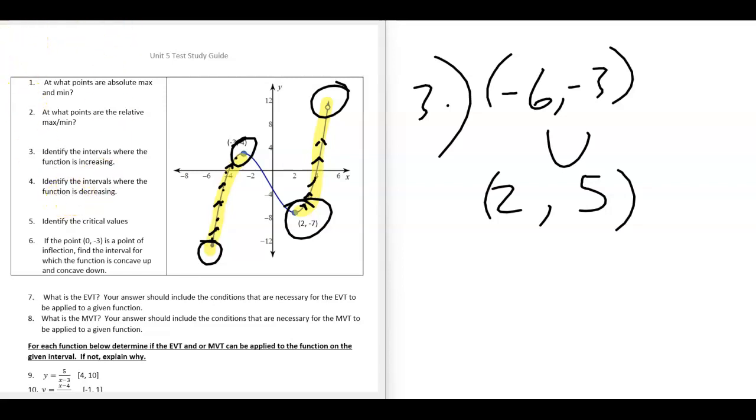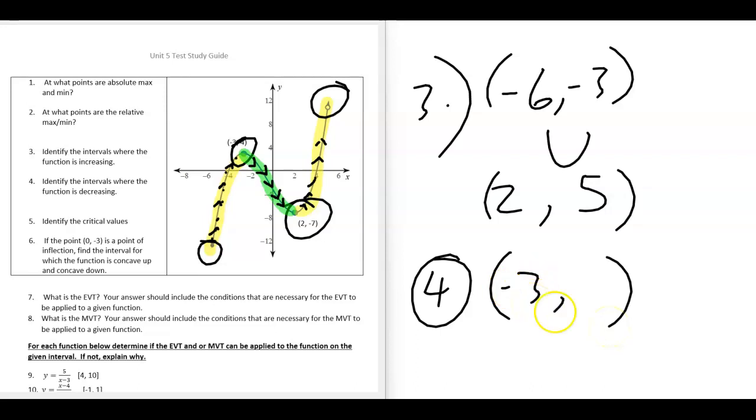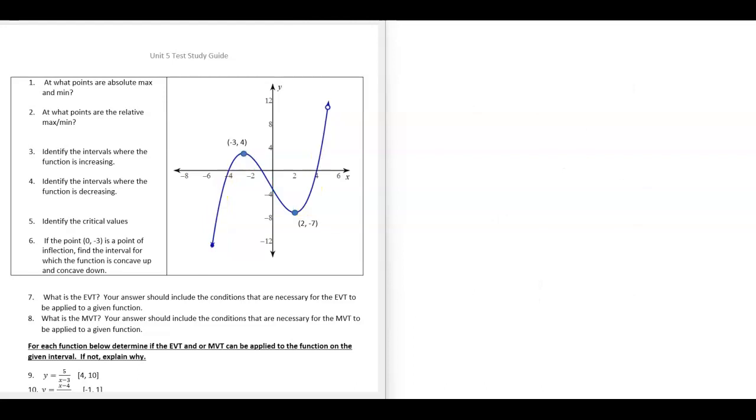Now number 4 is asking the opposite question. That is asking where is it decreasing, and that's right here. We're moving in a downward direction at that point, or in this region, I should say. So for number 4, we're decreasing on the interval from x equals -3 to x equals 2. Okay. All right, let's go ahead and move on to number 5.